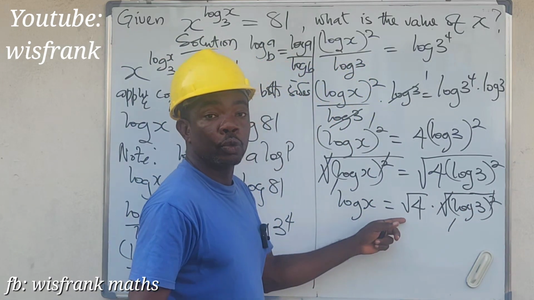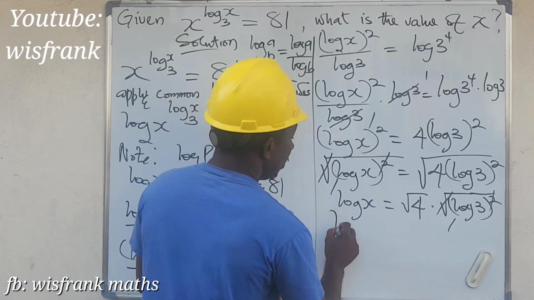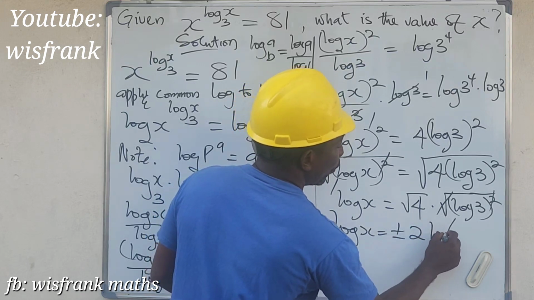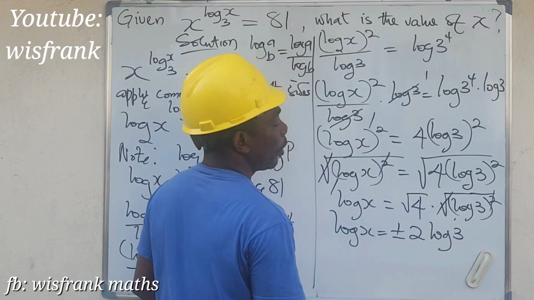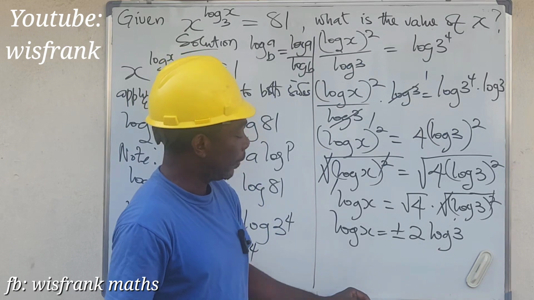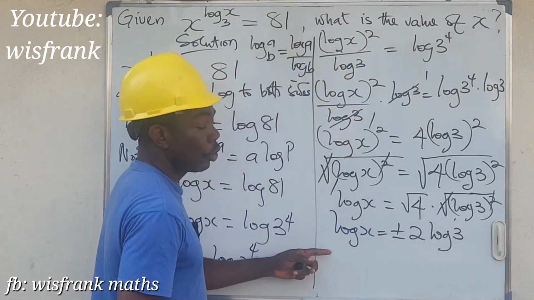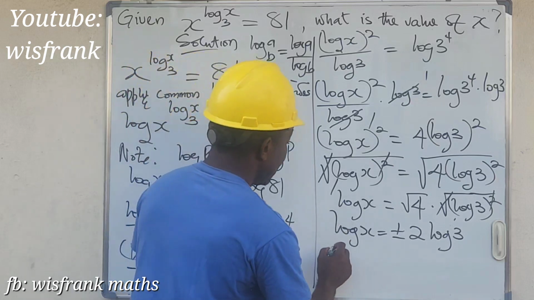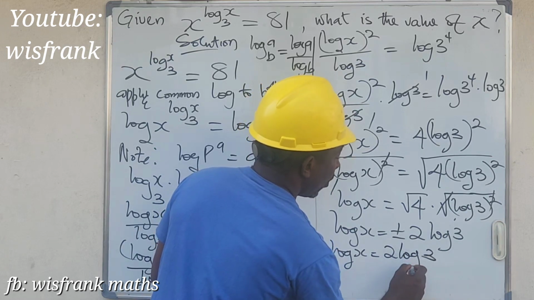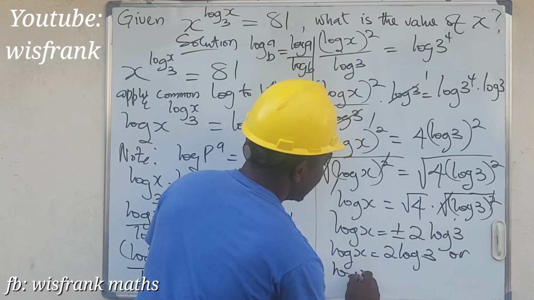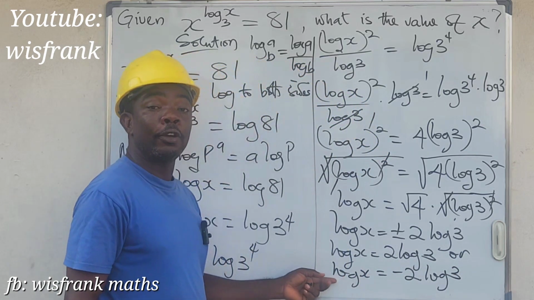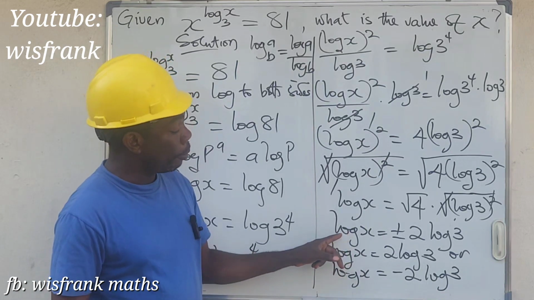Now we know that the square root of 4 is 2. So this will become log x equals plus or minus 2 log 3. So this is what we have, because this one cancels here and we have plus or minus 2 log 3. So from here we have two solutions. This is the same thing as log x equals 2 log 3, or log x equals minus 2 log 3. So these are the two solutions that we have from this equation.